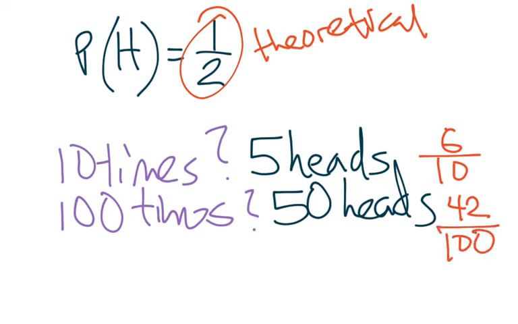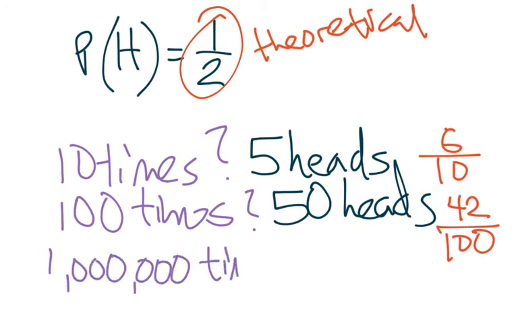What about if I did it like 1 million times? What do you think's going to happen? So 6 to 10 is not too far off. I mean, it's 10% off. 50 is 8% off. What if I did it a million times? What do you think the probability would be getting closer and closer and closer to? Yeah, you'd be right. 1 to 2. The more I do the experiment, the closer my experimental probability gets to my theoretical probability.